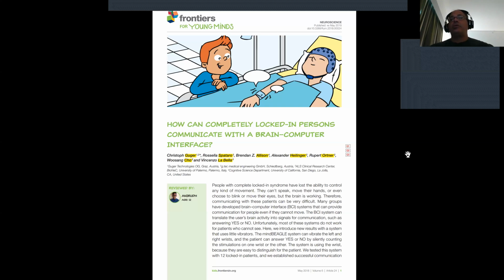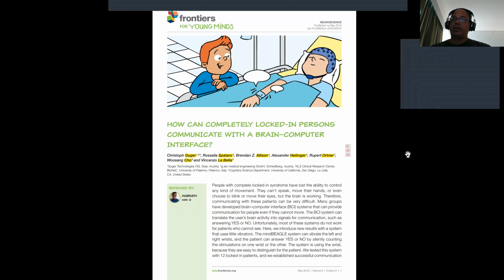And then another thing you can do is communication. So consider what I just described, where you can ask someone to count stimuli on the left wrist or the right wrist. Well, what if you don't tell them ahead of time? What if you instead say, if you want to answer yes, then count the stimuli on your left wrist. And if you want to answer no, then count the stimuli on your right wrist. So now we've changed this system from being a system for assessing mental function to a system for communication.